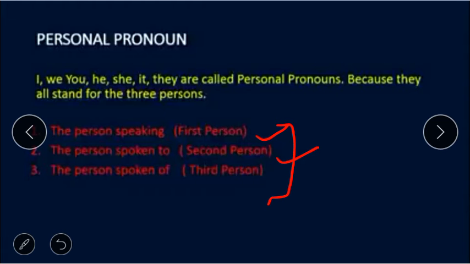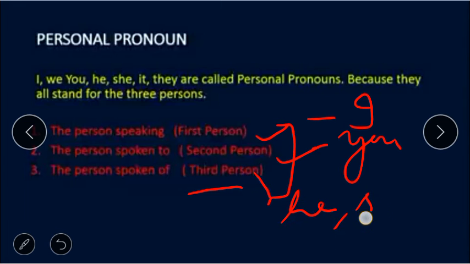The person spoken to, with whom we are speaking. Like, I am speaking to you. So that is the second person. You is the second person. I is the first person, and the person spoken of is he, she. That is the third person. He, she, it. These are the third person.